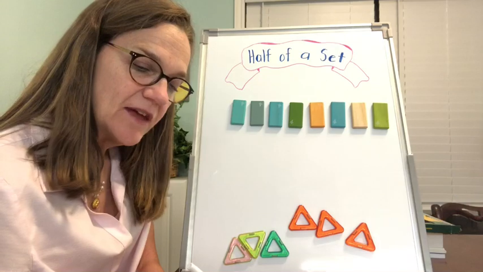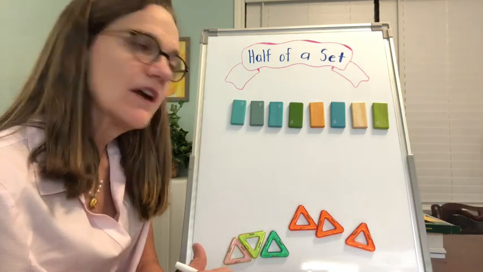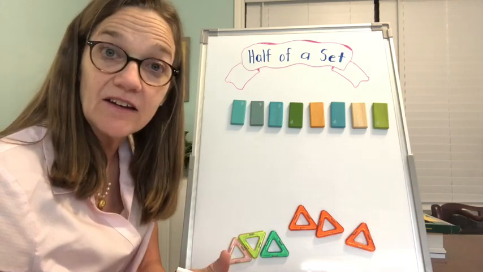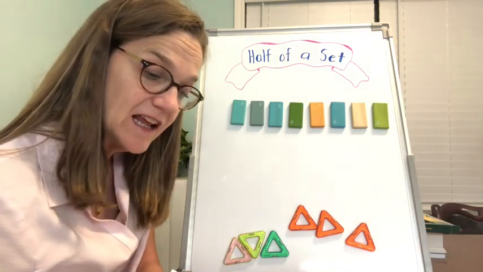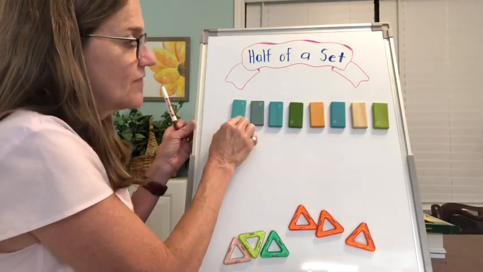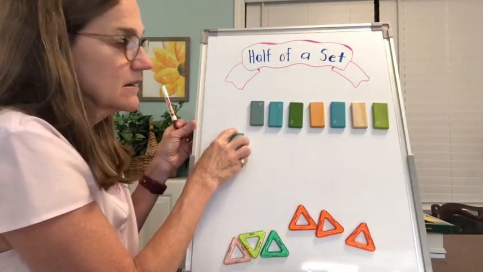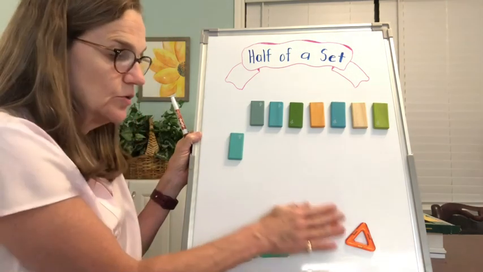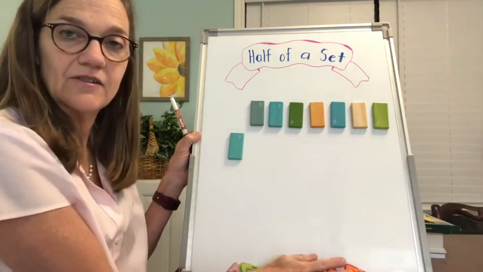Do you remember that if there are an even number of objects in a set, then the set can be divided evenly? Okay? So let's see if we can divide these evenly. Let's try to divide them in half. Let's make 2 sets. Okay?